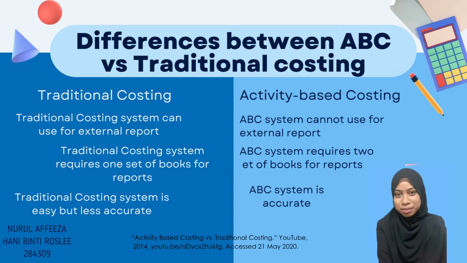The second point is work requirements. If we implement an ABC system, we must continue to have a traditional costing system so that we can continue to calculate cost of goods sold. Thus, if the company is going to use ABC, the company is going to have two sets of books.